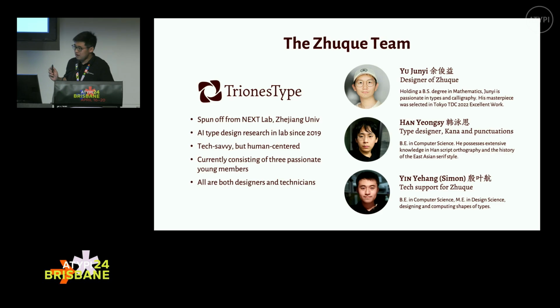But before that, allow me to introduce our team. Trial Needs Type is a type foundry incubated in a computer science lab with a focus on unleashing creativity through our technology background. Zhuque, our project, is crafted by a collaborative team of 3. I really regret that my colleagues couldn't have joined us today. Yu Junyi, an award-winning type designer, is the genius behind Zhuque's beauty. Han Yongsi brought to life the counter design, and as for me, I mostly do the type work, but I also contributed to Zhuque's design.